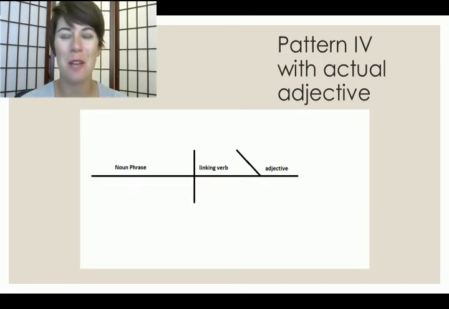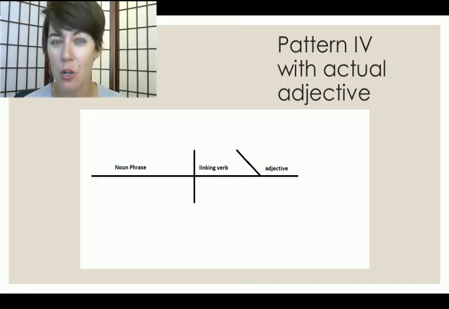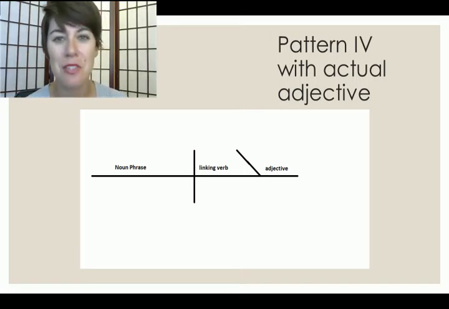Let's talk about what pattern 4 can look like when we diagram it. The linking verb patterns are also subject complement patterns. The adjective in pattern 4 is absolutely complementing the subject. So we are still going to be using that diagonal line pointing towards the subject.